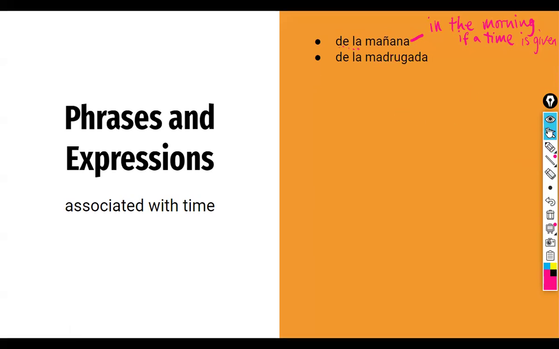All right, so de la madrugada, in the early morning, like 5 o'clock in the morning, 2 o'clock in the morning, 3 o'clock in the morning. So in the very early morning, like maybe before 5 a.m. Maybe before 6 a.m. Let's go before 6 a.m. Wee hours of the morning. All right, de la tarde, in the evening.